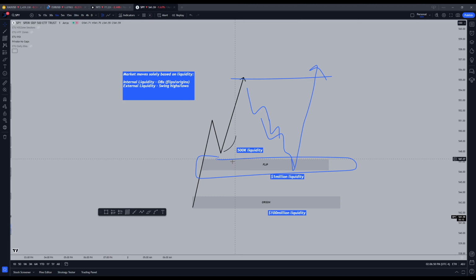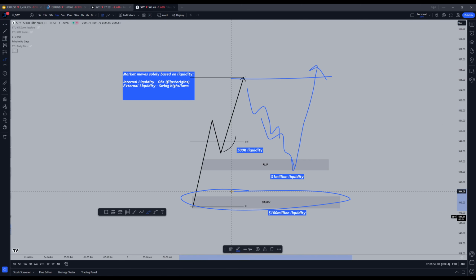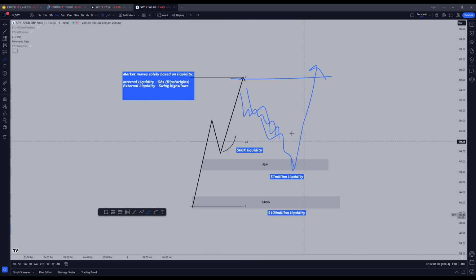And why would institutions have their orders at not the best price? The best, cheapest price would be down here at the origin. Why would they have their orders at the flip? Well, maybe they had already taken out enough liquidity at the inducement, or they created enough structural flow here that was faking out buyers early on, which took out enough liquidity for them to have their orders here.